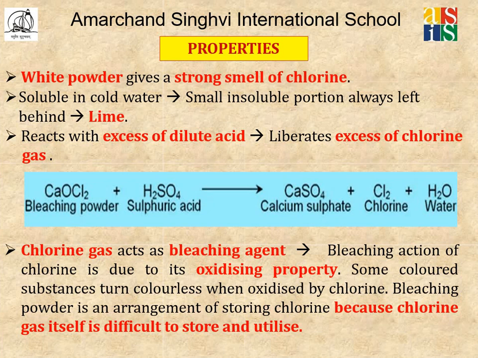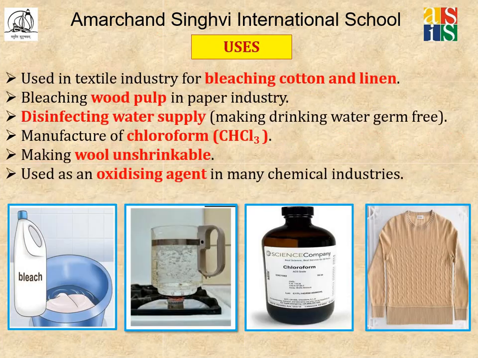So, the bleaching action of chlorine is due to its oxidizing property. Some colored substances turn colorless when they are oxidized by chlorine. Bleaching powder is basically an arrangement of storing chlorine, because chlorine alone is very difficult to store and utilize.